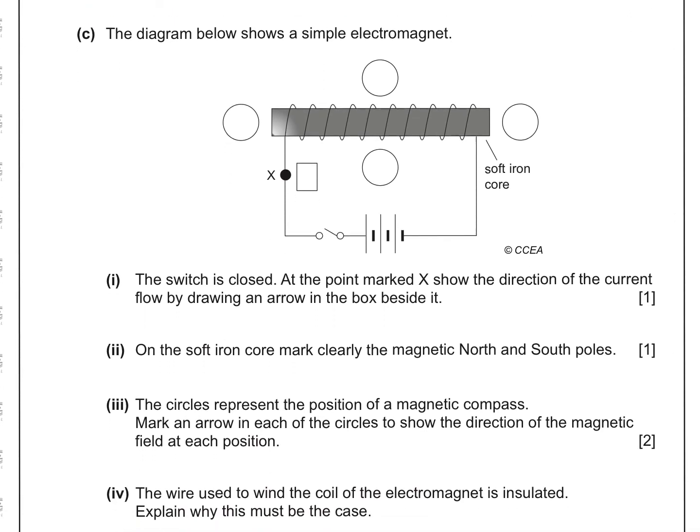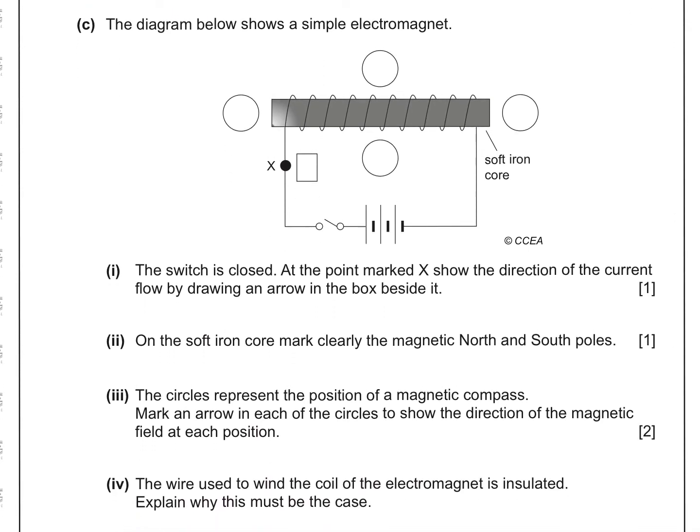The diagram below shows a simple electromagnet. The switch is closed. At the point marked X, show the direction of current flow by drawing an arrow in the box beside it. So we need to identify positives and negatives on our power supply and then know a little bit about how current flows. So the long line in a cell is the positive, and that means that current is going to be flowing from positive to negative, so it'll flow away from the positive, which means by the time it gets to X, it will be upward.